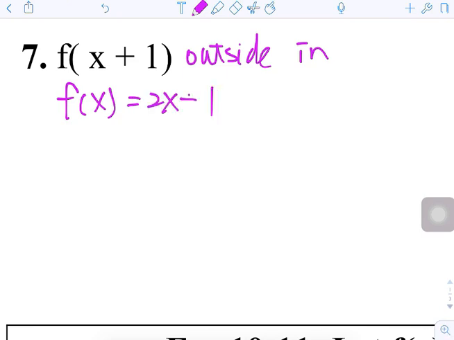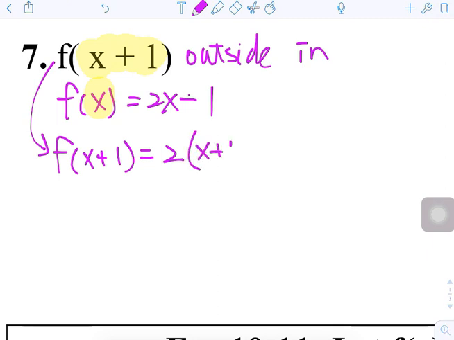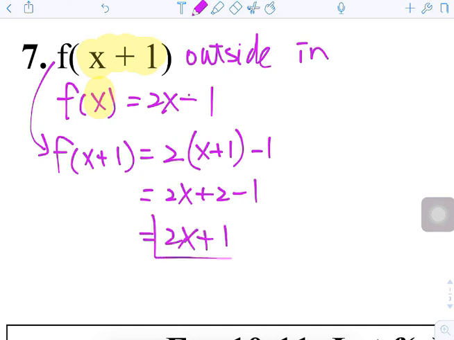2x minus 1. Okay, and since my inside x is no longer x, it's going to be replaced by x plus 1. Every single time I see x, I'm no longer going to write x. Okay, so notice this one and that will be identical. Now, 2, instead of x, I'm going to put, that's right, x plus 1, minus 1. So all I need to do is simply distribute the number, and my final product would be this.